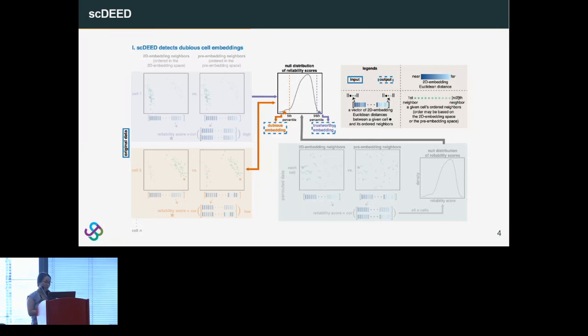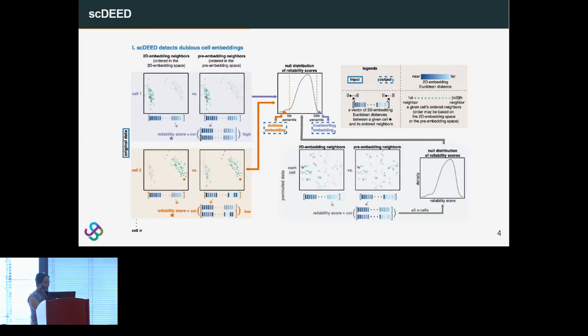So we will repeat this at each hyperparameter setting and then pick the hyperparameters that minimize the number of dubious embeddings to provide optimal hyperparameters. The other thing I want to point out is that we're only using the input and the output of dimension reduction methods. So even though the manuscript uses primarily t-SNE and UMAP, actually this framework can be applied to any dimension reduction method.